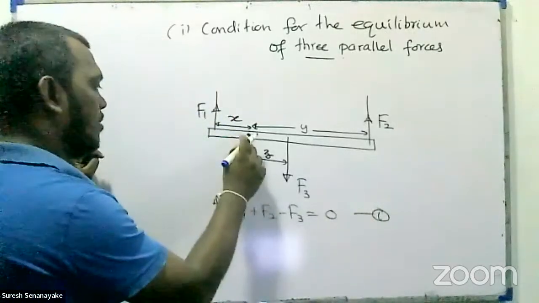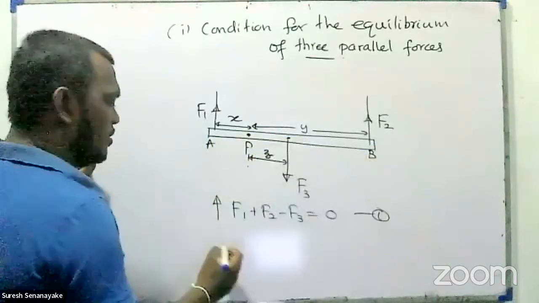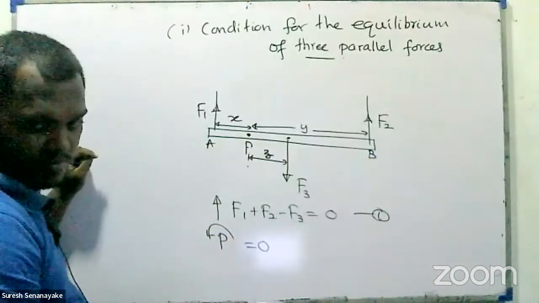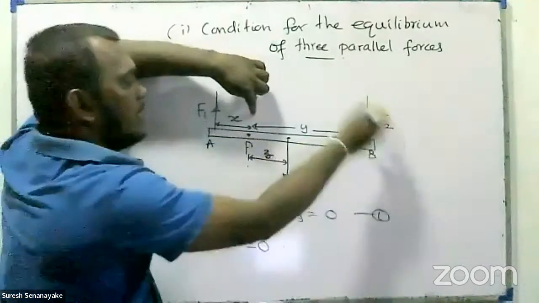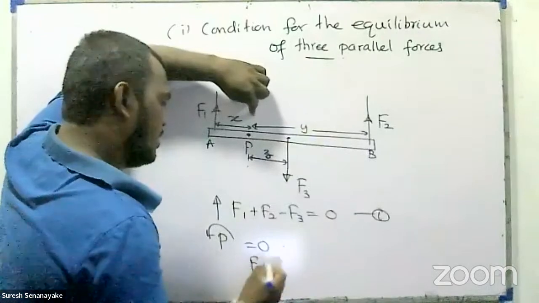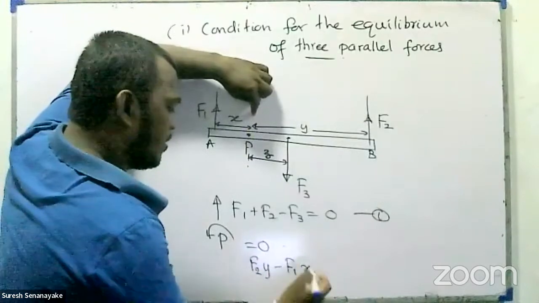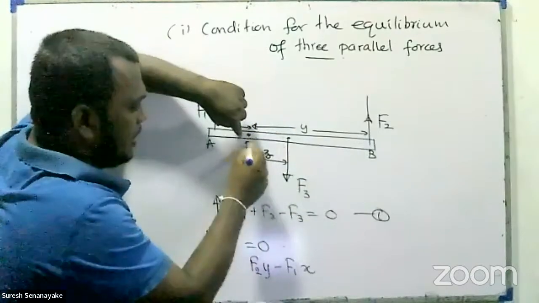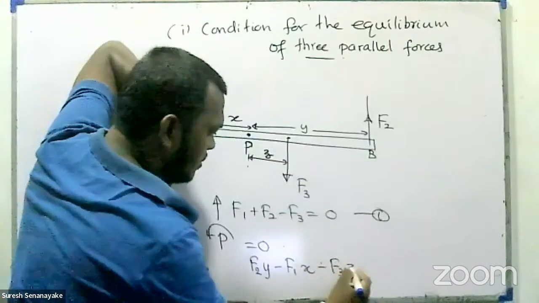And then you can take the moment about the point P on the rod. I'm taking the moment about the point P, which should also be equal to 0 according to the condition. So taking moments about P, the moment given by F2 is multiplied by the perpendicular distance y, and the moment given by F1 is minus F1 into the perpendicular distance x. In the opposite direction about P, F3 gives the moment downward, so that is minus F3 into z.